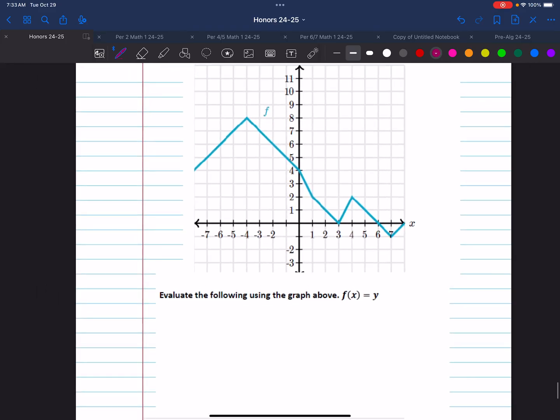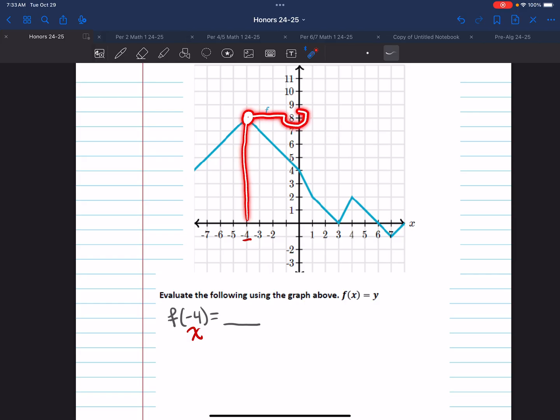All right, then we're going to evaluate using the graph above. I was going to have you guys pick out your own, but I'm going to have to pick today. So when f of -4 equals blank, okay? So usually there's an x value here. So I'm going to find an x value of -4, which is this guy. All I'm going to do is go up to the function right here. Here's the function at -4. The y value for that is 8. So let me do some colors for you guys.